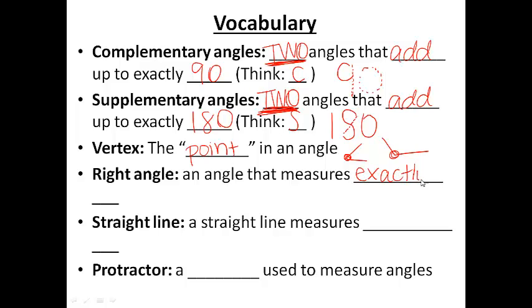Alright, a right angle is an angle that measures exactly, y'all should all know this, 90 degrees. And a straight line measures exactly how much? You should know, 180. Those are just 2 words that you're going to need to know because we're going to be talking about it. And a protractor is just a tool that we use to measure angles. You can leave that as off.